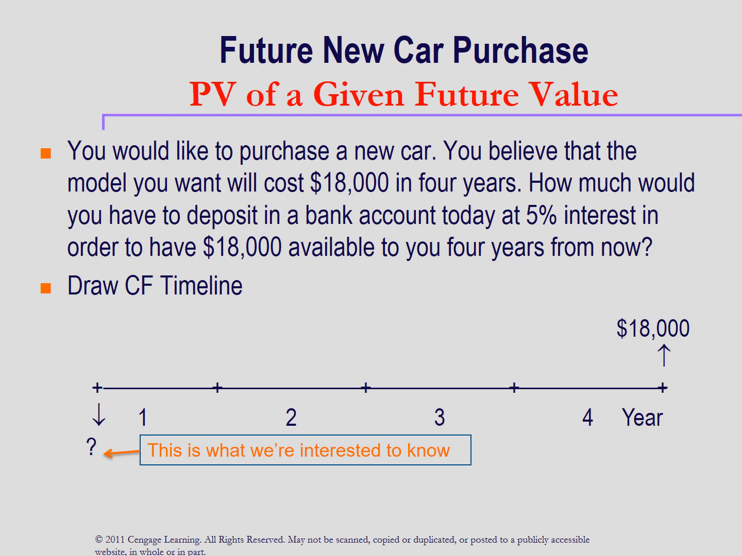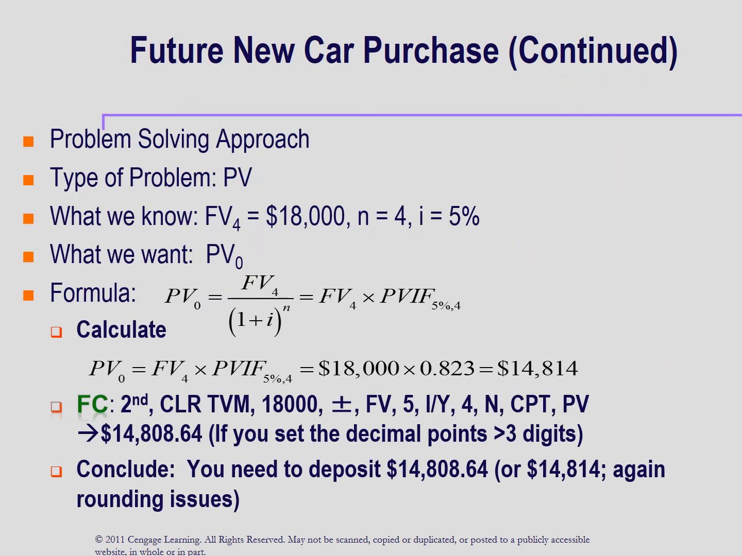First, draw the cash flow timeline. By looking at the cash flow timeline, we have the question mark located at the very beginning. We have one lump sum value at the end of year 4. So, this is a problem of present value of a given future value. This slide summarizes the information and the problem to solve and provides the solution by using the formula and financial calculator.